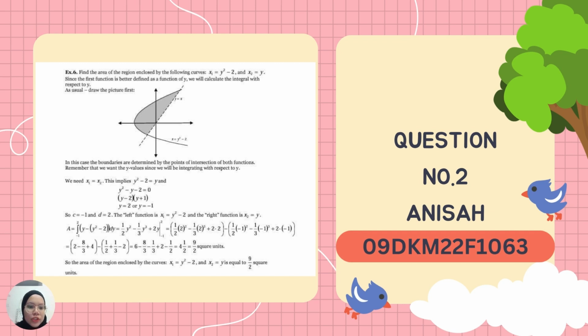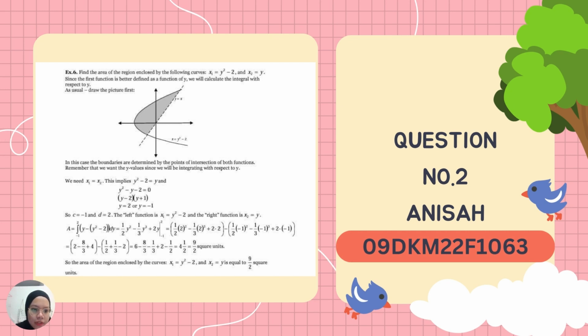So we put this equation into the calculator. We will get (y minus 2)(y plus 1), y equals 2 or y equals negative 1. After that, we will continue the equation using A equals the integration symbol. Upper limit is 2 and lower limit is negative 1.